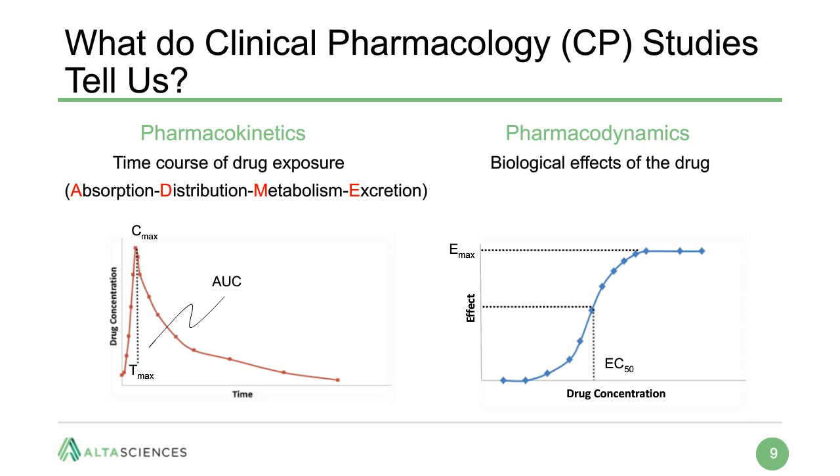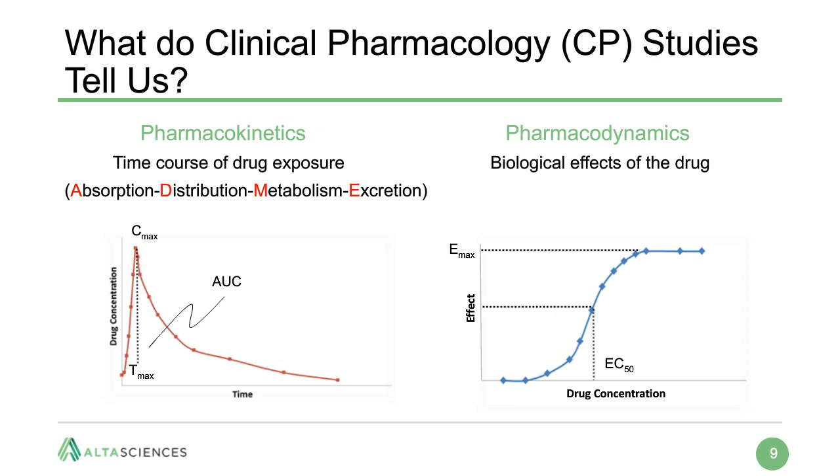Now, 2 of the key parameters used to describe overall systemic exposure or bioavailability of a drug are the Cmax, which is the maximal drug concentration, and the AUC, the area under the concentration time curve, which describes the extent of drug absorption. The second objective of clin pharm studies is to understand the biological effects or the pharmacodynamic properties of the drug.